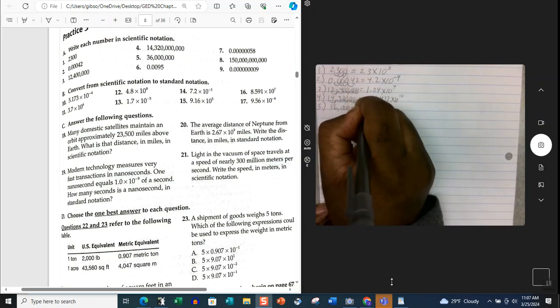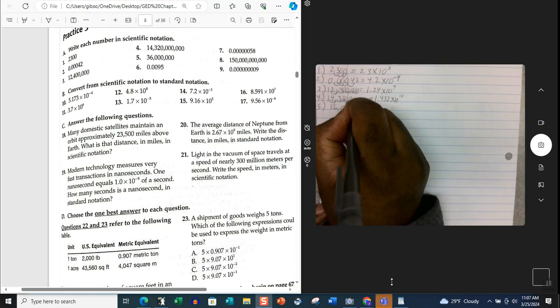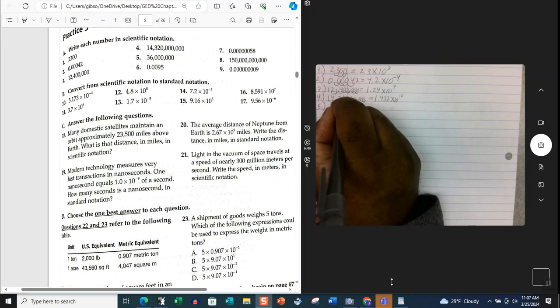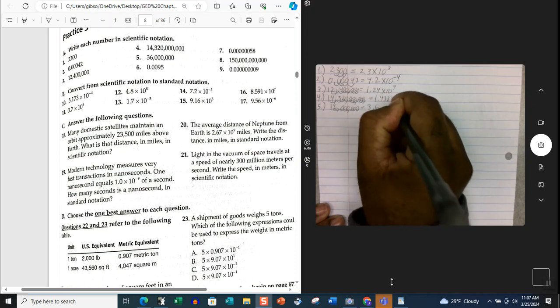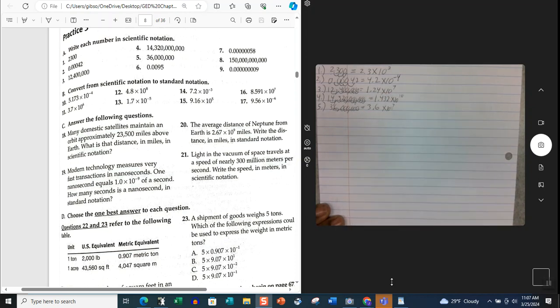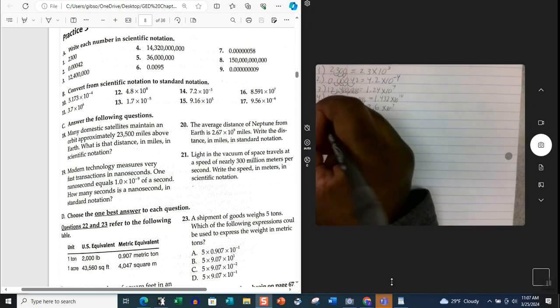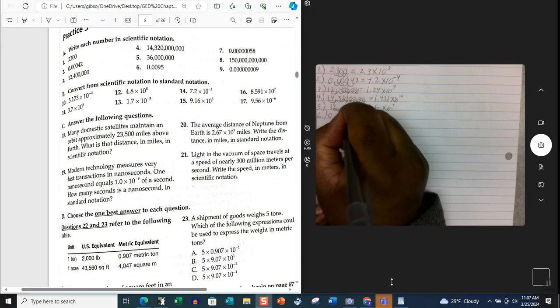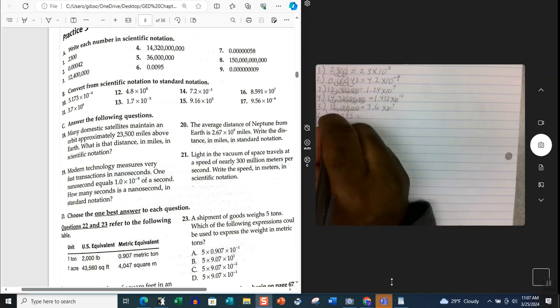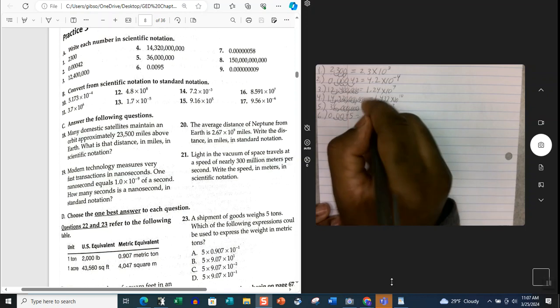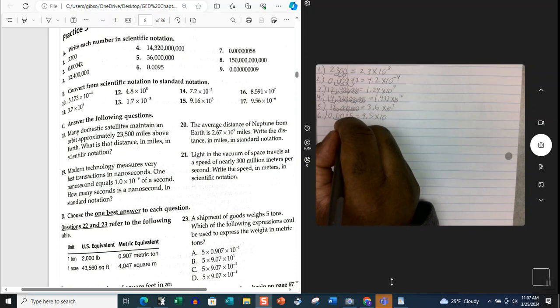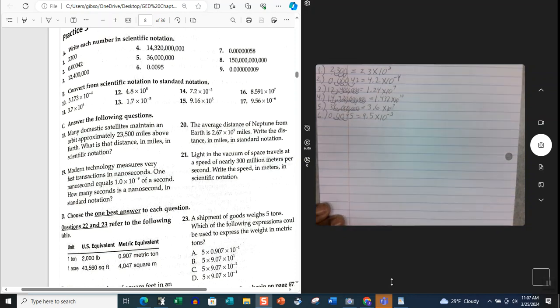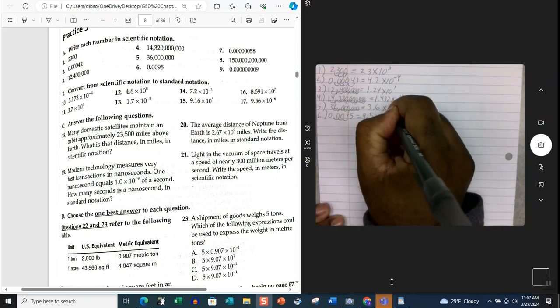Put the decimal at the end. We have 1, 2, 3, 4, 5, 6, 7. So it'd be 3.6 times 10 to the 7th power. Okay, number 6. We have 0.0095. Move this decimal, we go 1, 2, 3 places. So it's 9.5 times 10. We move 3 places to the right, so it'll be a negative exponent, to the negative 3 power.